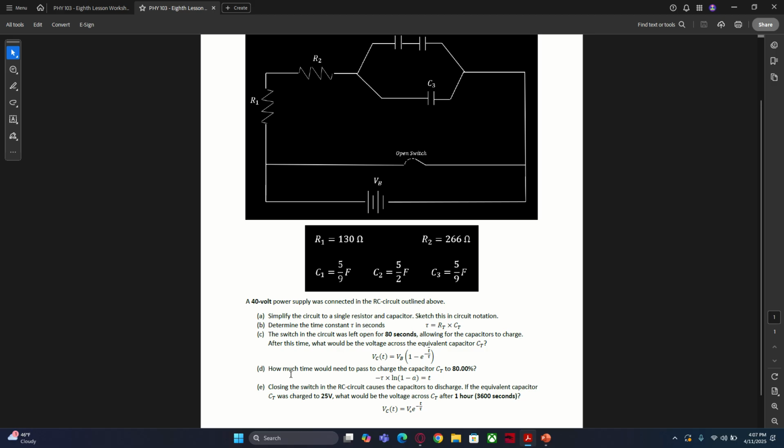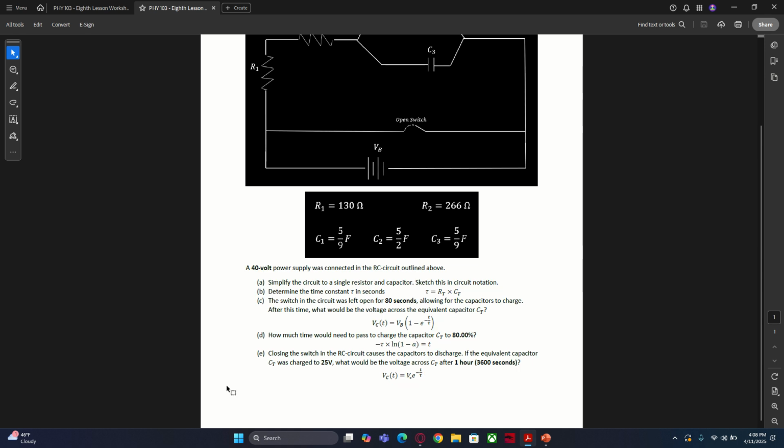Question D, how much time would need to pass to charge the equivalent capacitor to 80%? That is 80% of the power supply. Well, that equation will be negative tau times the natural log of 1 minus a, where a is the decimal version of our percentage. So instead of 80%, 0.8. And that will equal the amount of time.